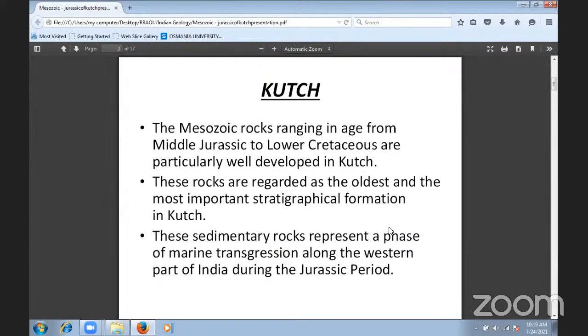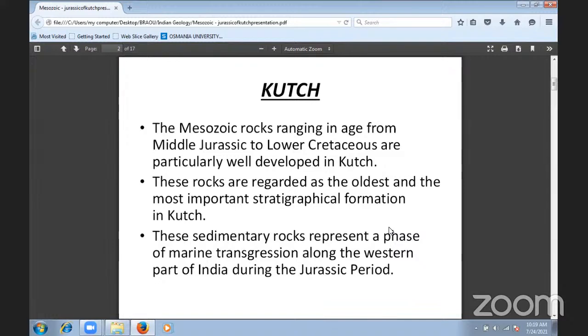Yeah, Jurassic group. This Jurassic, its name is derived from the Jura Mountains in Central Europe. The Jurassic rocks are deposited particularly in the Spiti and the Kashmir valleys of Himalaya, Kutch, and Saurashtra in Gujarat. And also in western Rajasthan, Orissa, and Andhra Pradesh, along the eastern coast of India. The outcrops of the Jurassic rocks have restricted distribution in Kashmir.